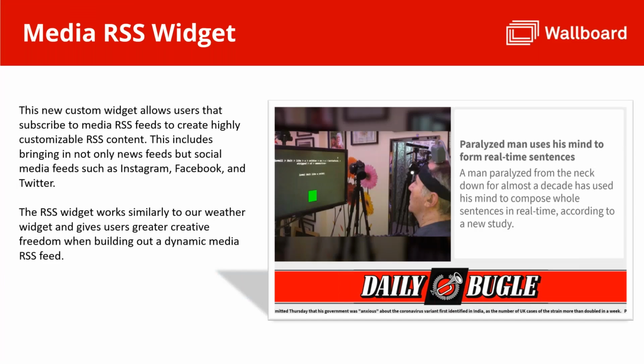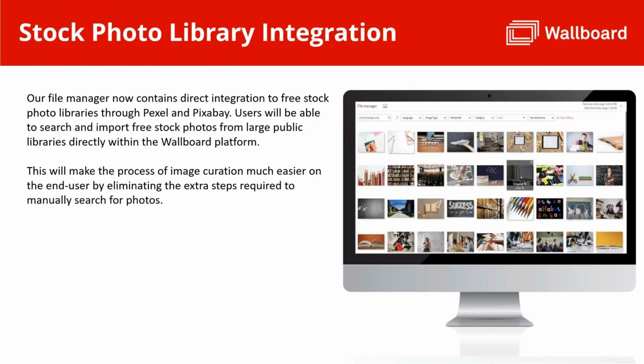All right, we'll go to our next one, which is stock photo library integration. So what we're offering now in our file manager is a direct connection and integration to free stock photo libraries like Pexels and Pixabay. So what our users will be able to see here is that instead of uploading their own images that they want to potentially utilize, they can actually search through these free stock photos from these large public libraries and directly bring them into the Wallboard file manager and really just have this access and availability.